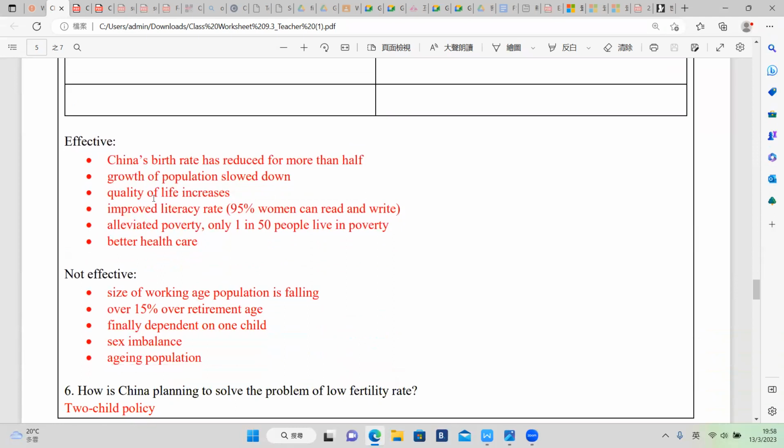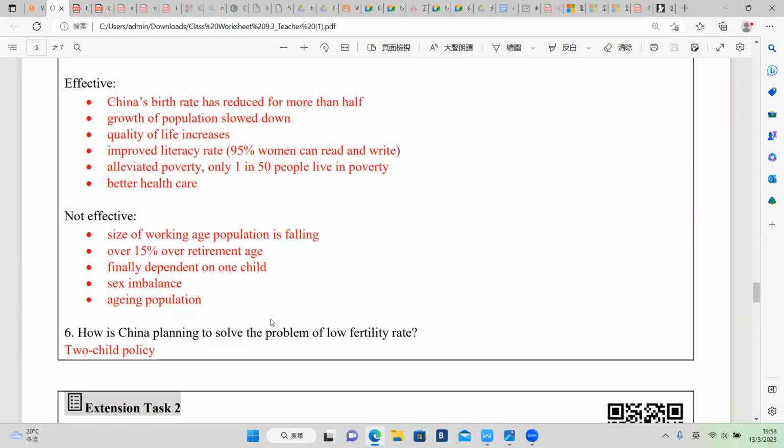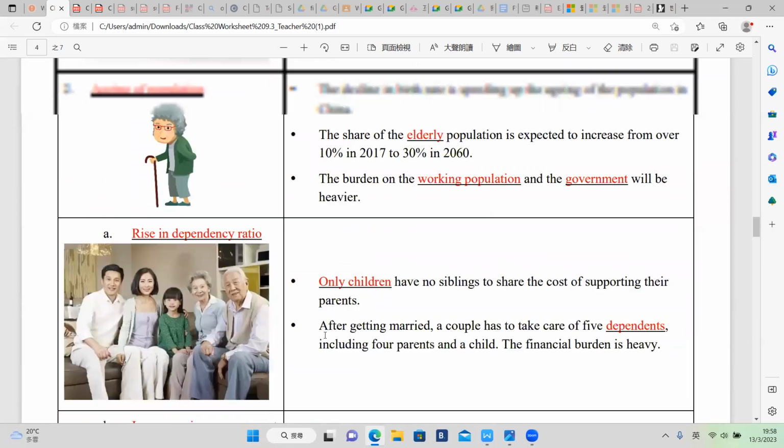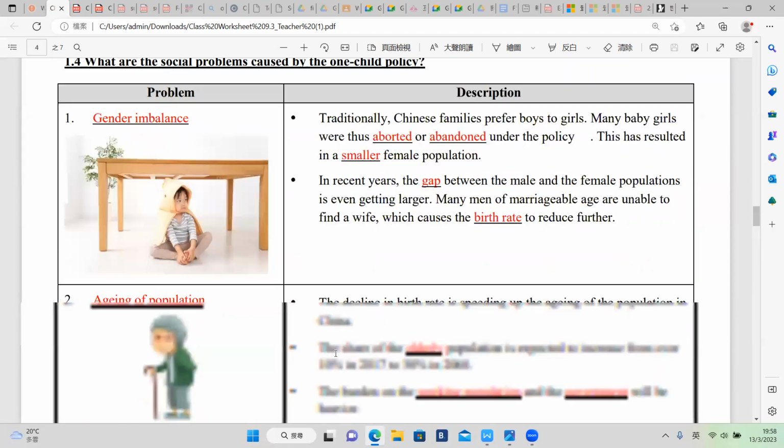So these are the effective points, and also the not effective points, in the video notes that you can have a look at, because I have just talked about this here. I'm not really going into detail here.